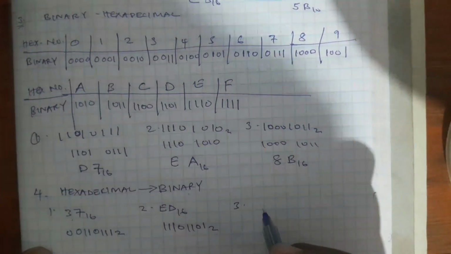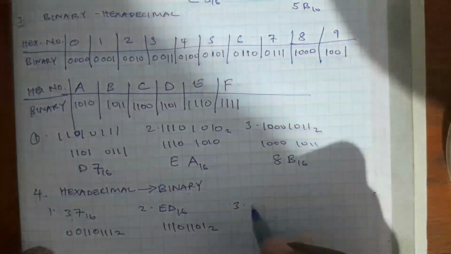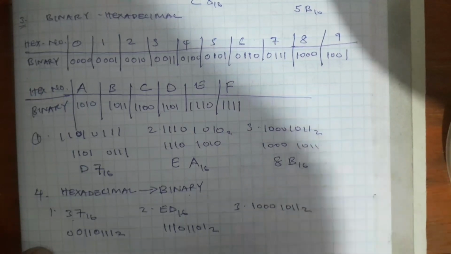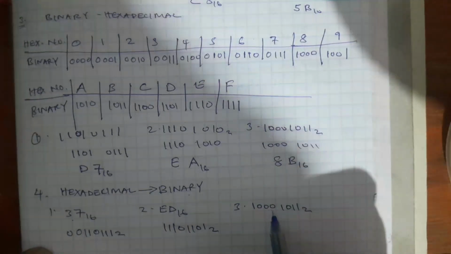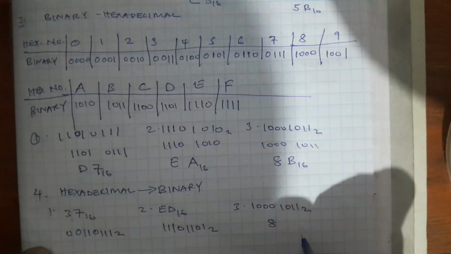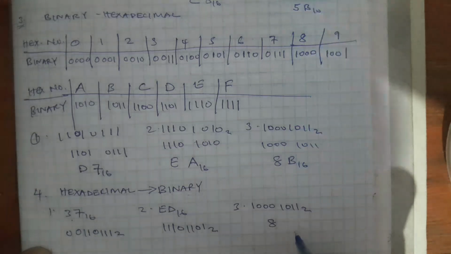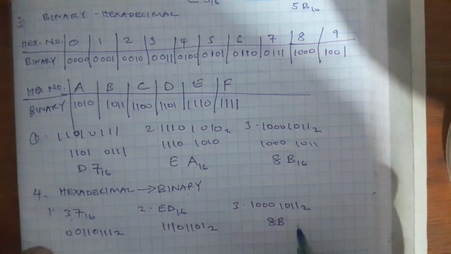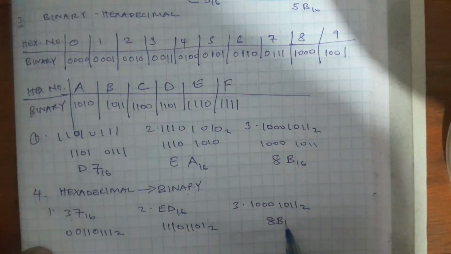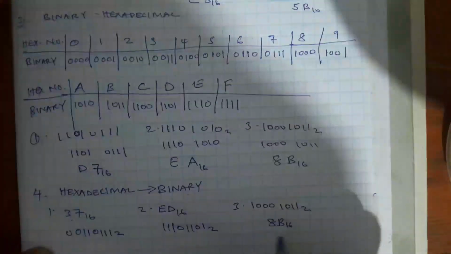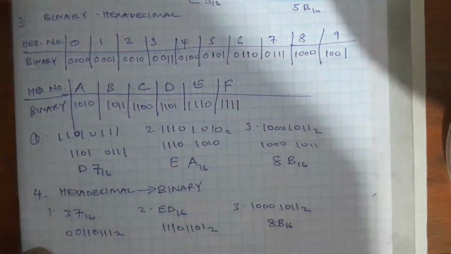Let's look at the last example, and our last example is 1, 0, 0, 0, 1, 0, 1, 1 to the base of 2. Now 1, 0, 0, 0 is 8, and 1, 0, 1, 1 is B. So 1, 0, 1, 1 is B to the base of 16. This is a binary value that has been converted to a hexadecimal number.